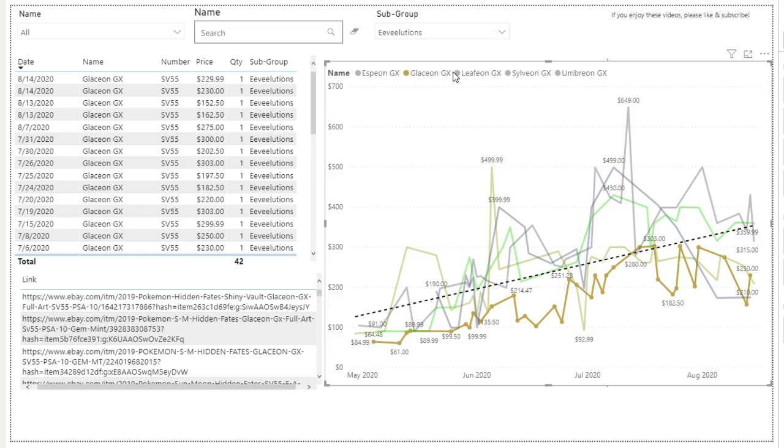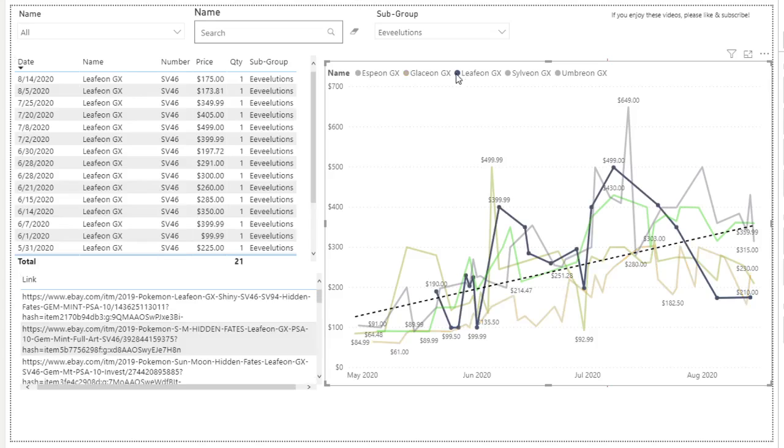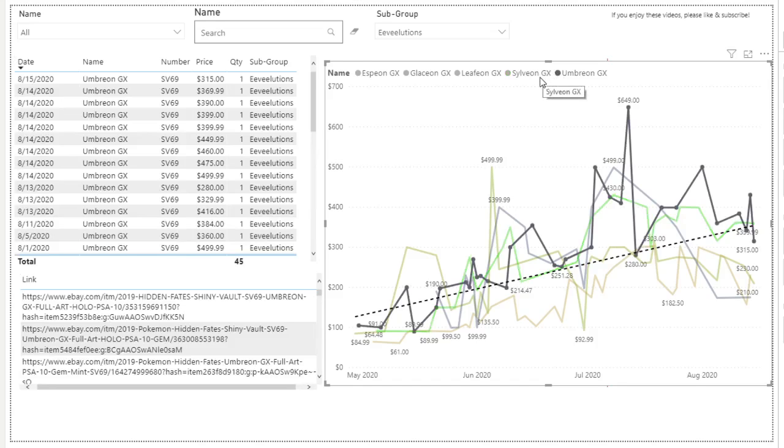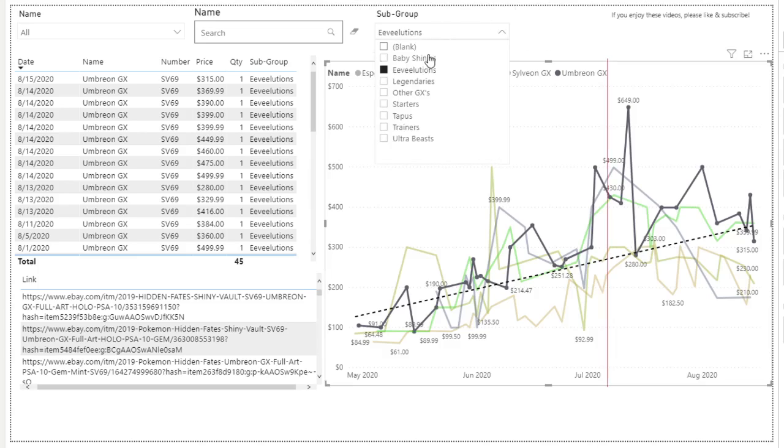That was the Espeon, this is Glaceon, Leafeon, Sylveon, and then Umbreon. Umbreon is also one of those super popular cards in this set, so it's not surprising to me that the sales have plateaued as people are still trying to wait and see what's going on with Hidden Fates.